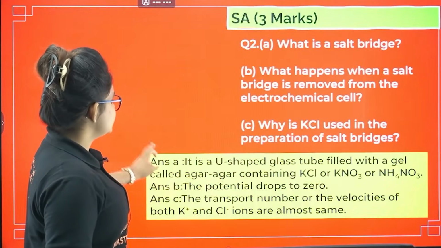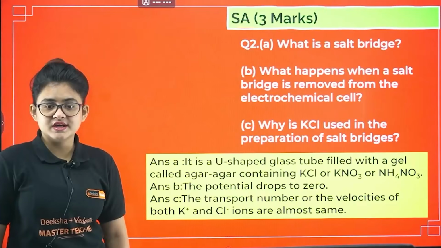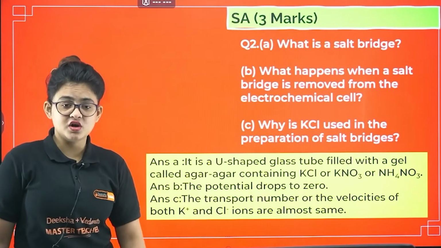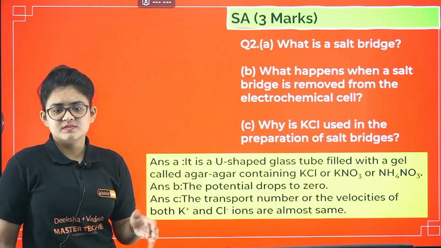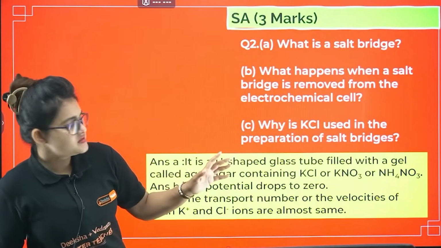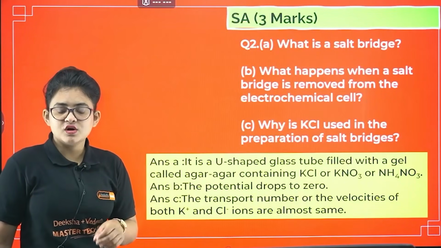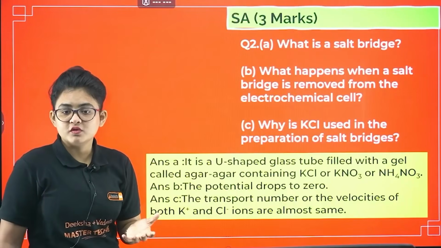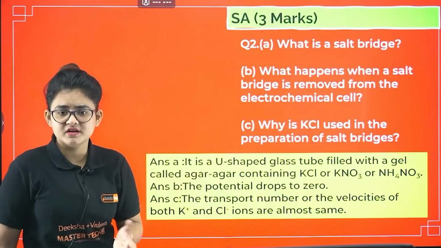So here you can see a salt bridge is basically a U-shaped glass tube that is filled with an agar-agar gel that contains different salts like KCl, KNO3, NH4NO3, this type of thing. Okay, this is the salt bridge. Next question, what happens to the cell if it is removed? If the salt bridge is removed, then there will be no current flow, hence the potential will drop to zero because the circuit is not completed.